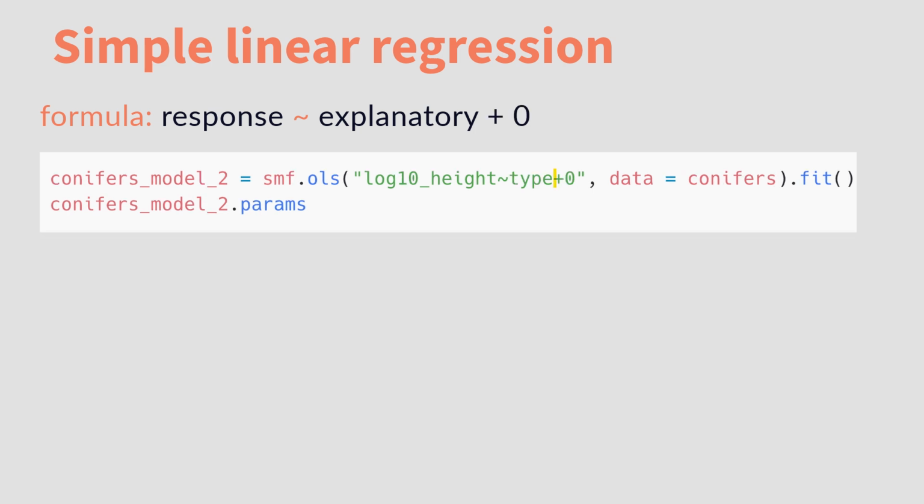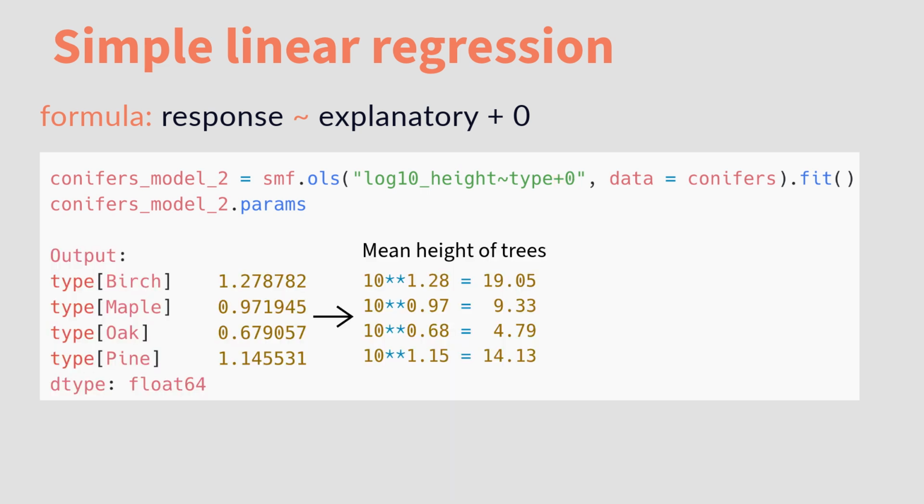We can simplify this by appending +0 to the end of the categorical variable type. This specifies that all the coefficients should be relative to 0, and this makes the results easier to read. We can now raise 10 to the power of the coefficients to get the mean heights of different trees. One thing to note is that this works well for simple linear regression, but if you have multiple categorical explanatory variables, it might not be useful.